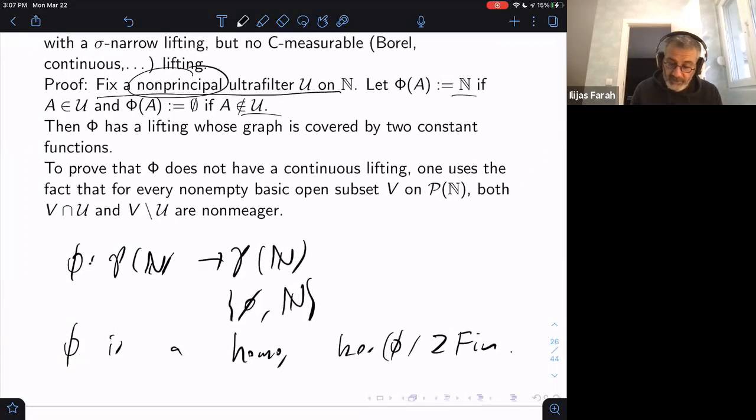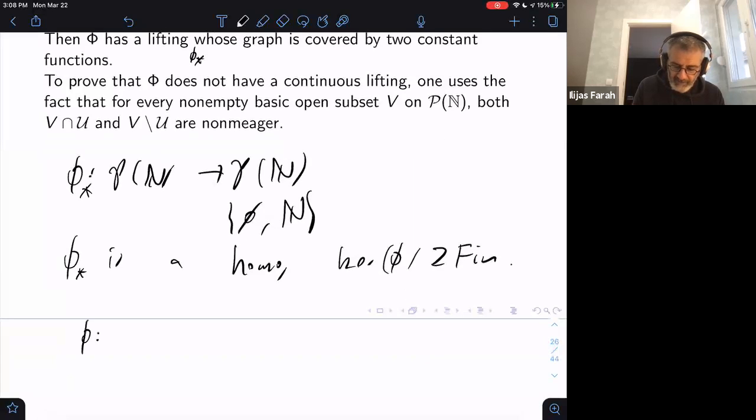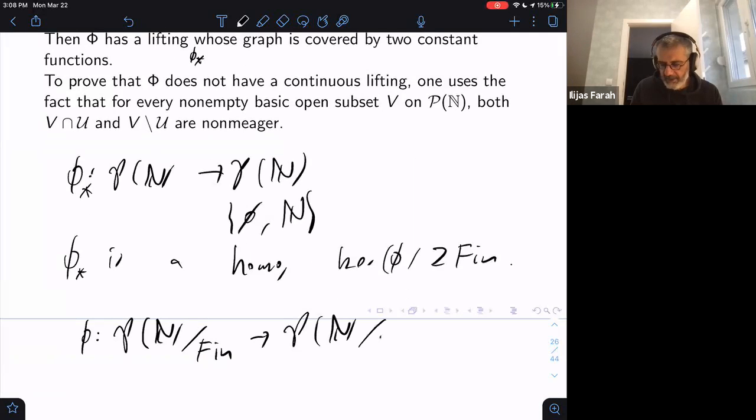Now, okay, I shouldn't call this phi. Actually, phi is a lifting. So you know what, I'll just change this here. So phi star is a lifting, and phi is a Boolean algebra homomorphism from P of N mod fin. Well, really into the two element Boolean algebra, but you can say it goes into P of N mod fin.